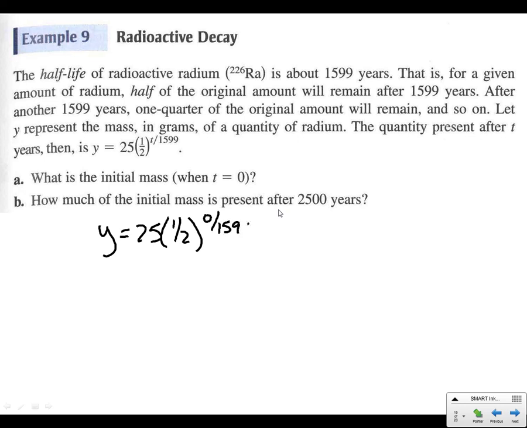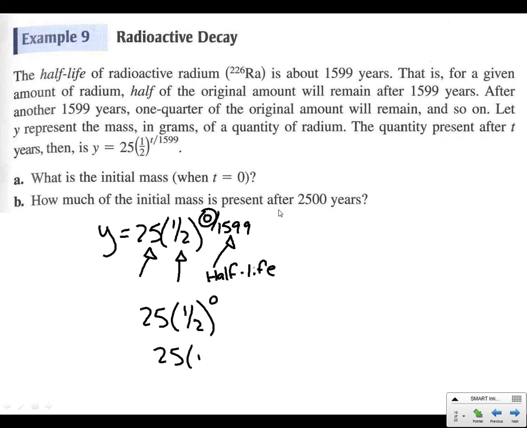Let's look at the different parts here. So this is a constant. That's always going to be a half because it's a half-life. This is time, and this is the actual half-life of a specific compound. All right, so 0 divided by 1599 is 0. What's anything to the 0 power? If you said 1, nice job. So the answer to A should be 25.